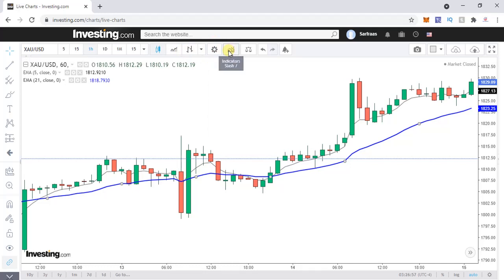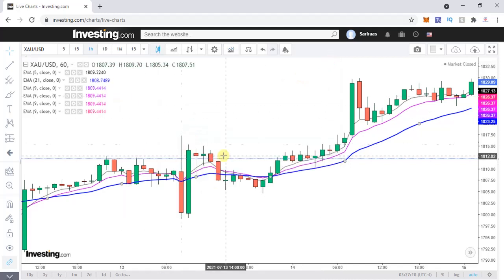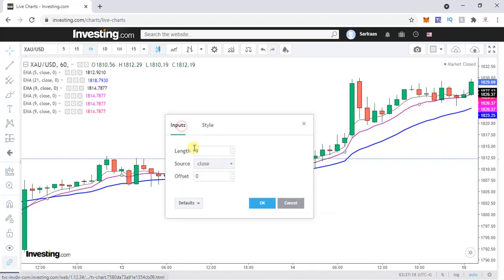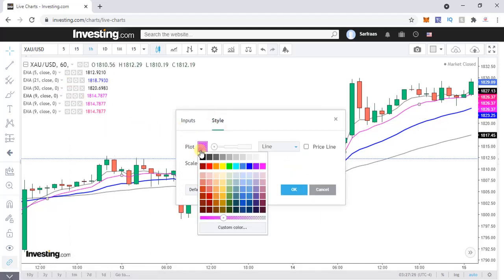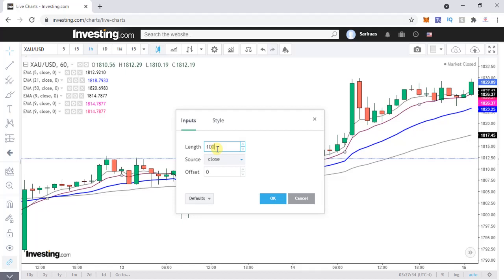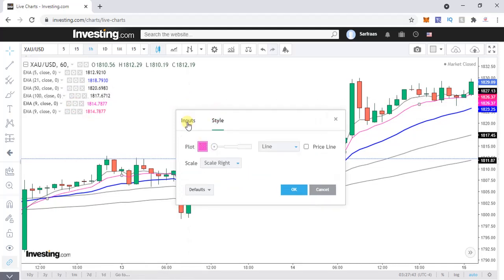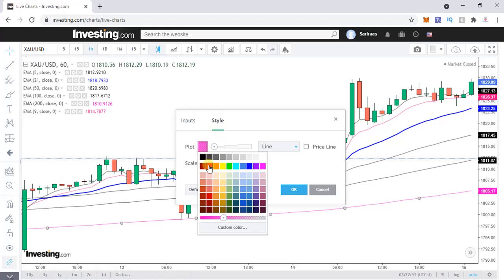Then the next moving average, let's say moving average exponential. So there you go. Next I'm going to plot 50. Let's keep it the default color over here, black. Then 100, and 200. This is also a very, very important yardstick, the 200 moving average, which is also a very important moving average. I'm going to make it red, highlight it, make it thick.